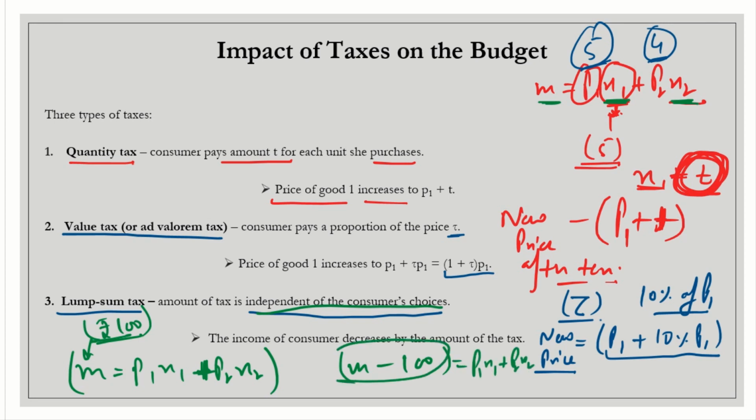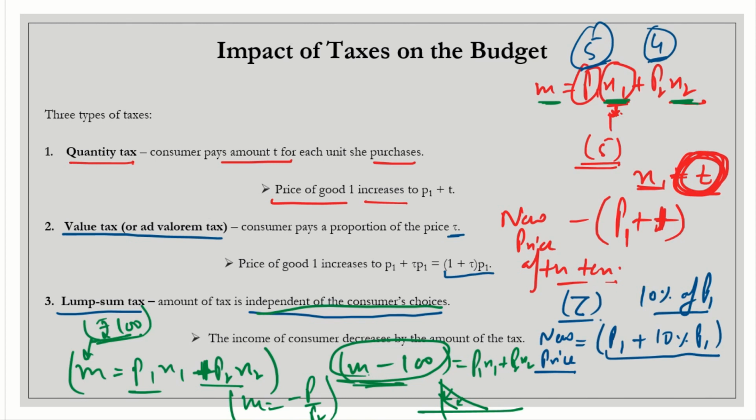So this is what happens, and you know what kind of shift is going to be there on the budget line. It's going to shift backwards, because your income is shrinking. So a parallel backward shift will be there in the budget line, because your P1 and P2 are remaining the same. The slope will remain the same because the slope is the ratio P1 upon P2. So it will be similar to the shift in the income. So this is about the impact of taxes on the budget.